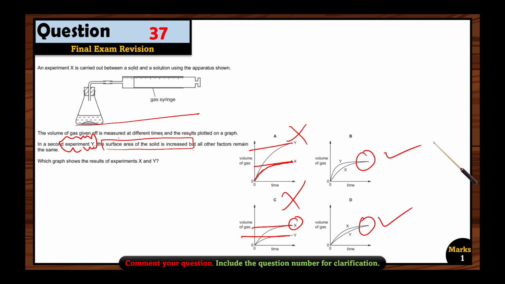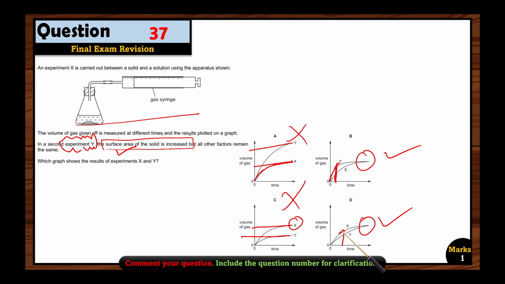Now we have to see in which experiment the rate of reaction was faster. More steep means faster. Here the surface area was increased, so experiment Y has the highest rate of reaction. So Y should be steeper. So which one is the right one? This option is the right one, because in a small time it is giving you more volume of gas, but here in the same small time it is giving you less volume of gas.